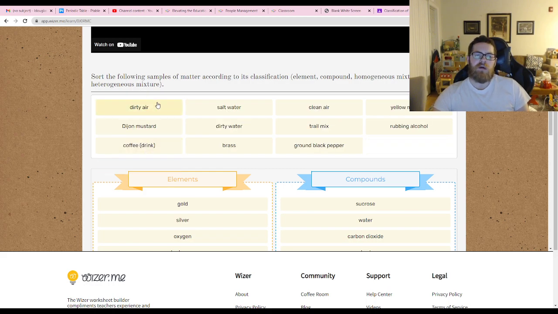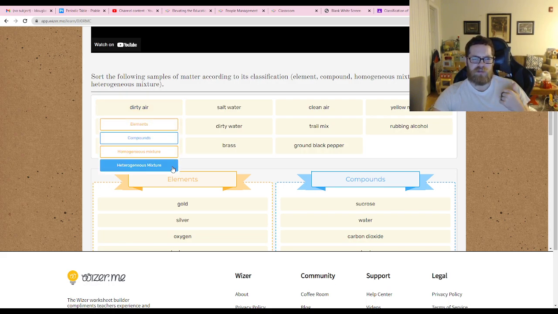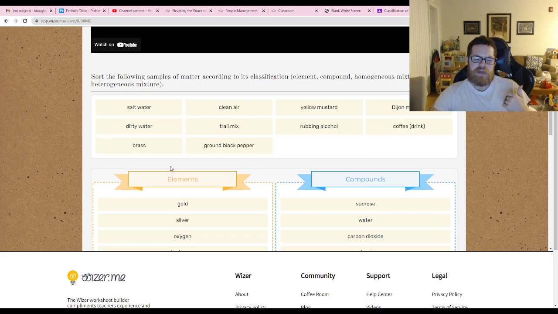Now, dirty air. This makes the assumption, like smoggy air. This would be a heterogeneous mixture. This would be something you can look at and see the pollution in.